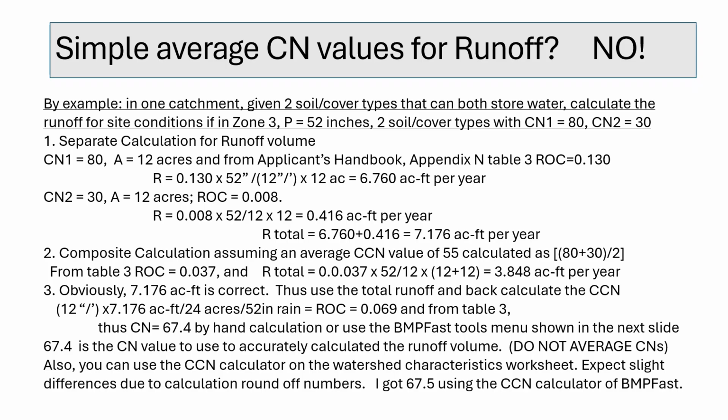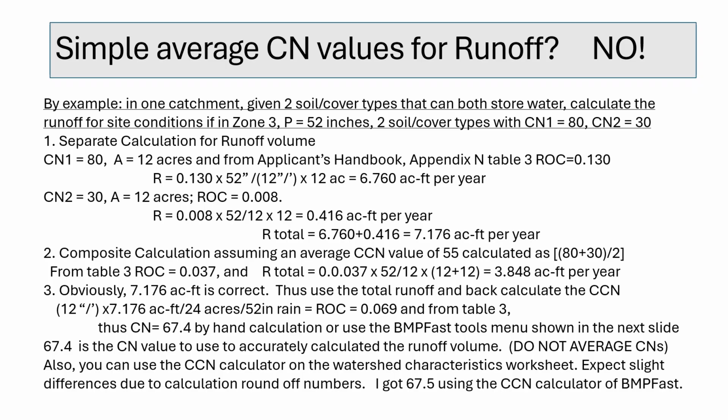80 plus 30 divided by 2 gives 55. Using that composite curve number of 55 in the calculation produces a total runoff of only 3.848 acre-feet per year. That is dramatically lower than the correct answer, and it would lead to seriously undersized stormwater management facilities.